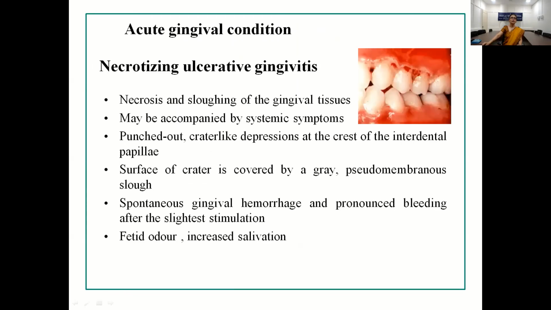Then we will see which are the acute gingival conditions in periodontology. In that, first is necrotizing ulcerative gingivitis. Necrosis and sloughing of the gingival tissues is necrotizing ulcerative gingivitis. It may be accompanied by systemic symptoms like fever, malaise and lymphadenopathy. Punched-out crater-like depressions at the crest of the interdental papillae are present. The surface of the crater is covered by a grey pseudomembranous slough.